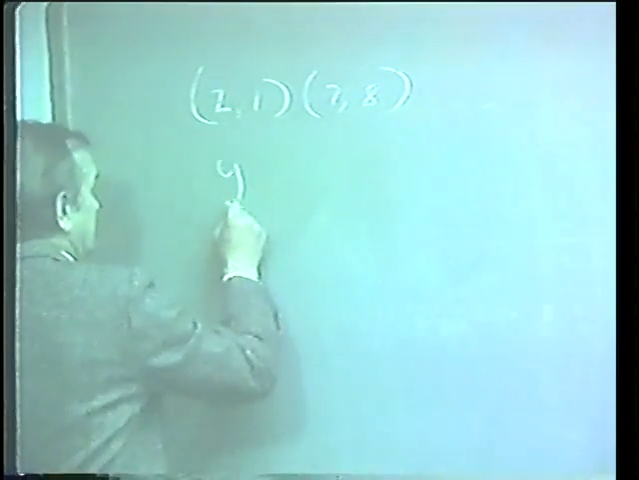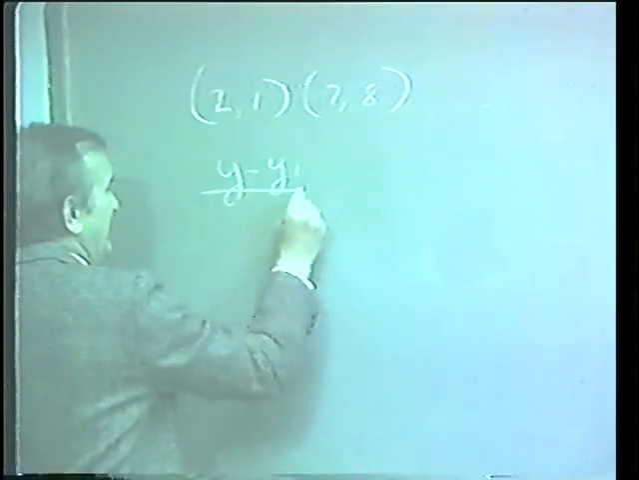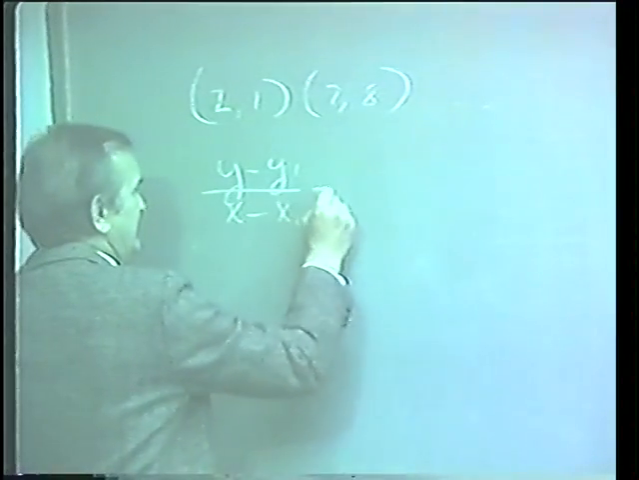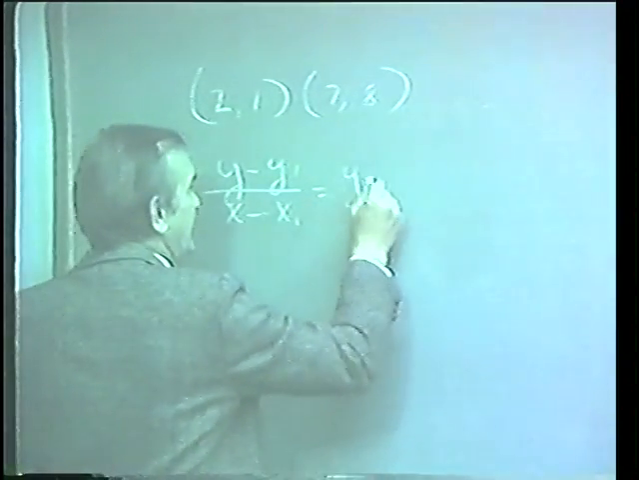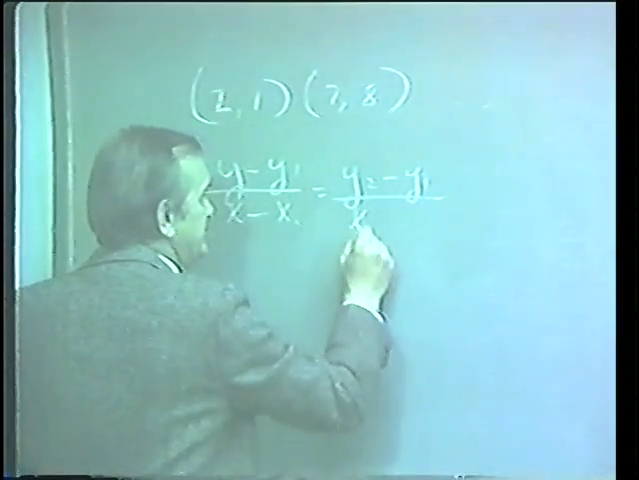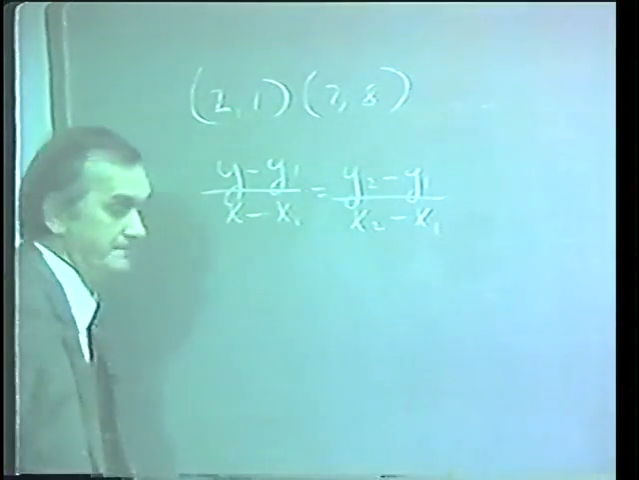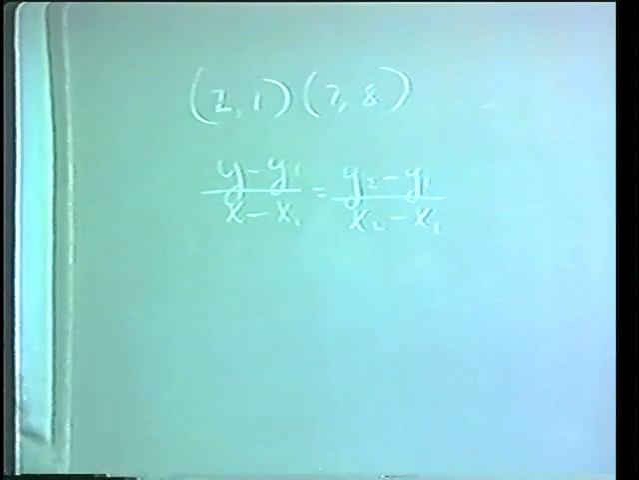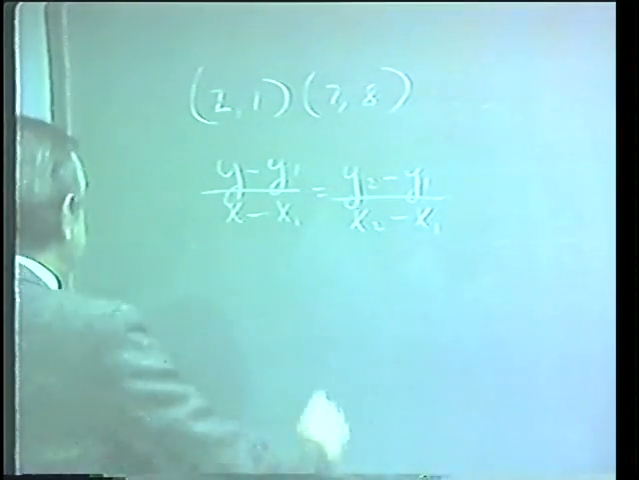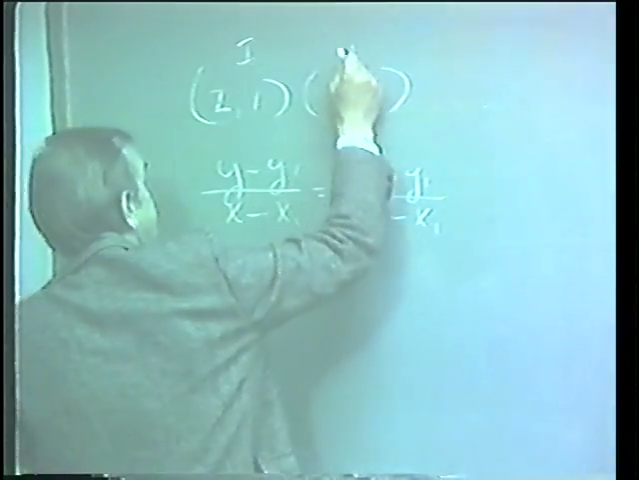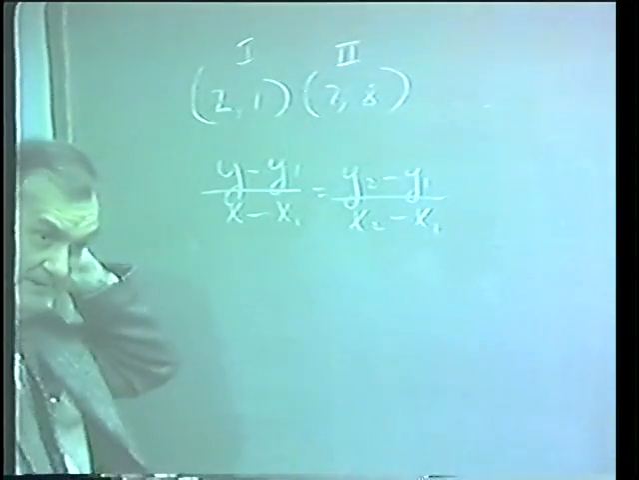Well, we have 2 points. We have the 2-point formula. Now remember, we developed these formulas. The 2-point formula says y minus y1 over x minus x1 is equal to y2 minus y1 over x2 minus x1. So again, what we have to do is call one of these points 1, the other point 2. And again, it makes no difference which is which. This is 1, 2. We plug them in.